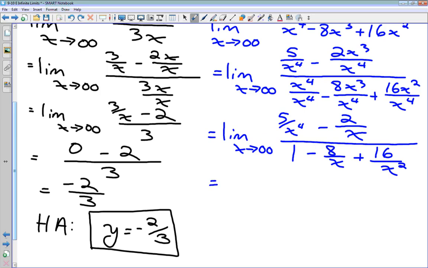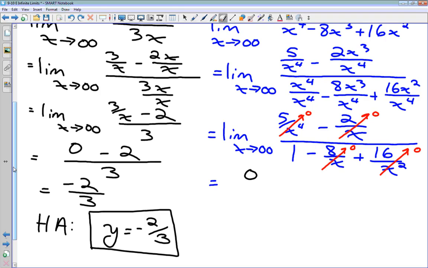And now I can evaluate my limit. As x goes to infinity, any of these terms that has an x on the bottom, down in the denominator, is just going to go to 0, because I'm dividing by something that's getting bigger and bigger and bigger, and it's going to tend towards 0. So this term is going to tend towards 0. This term will tend towards 0. This term will tend towards 0. This term will tend towards 0. And what I'm left with is 0.